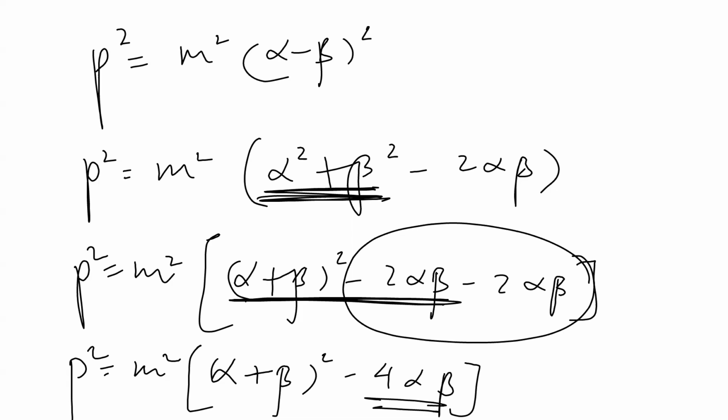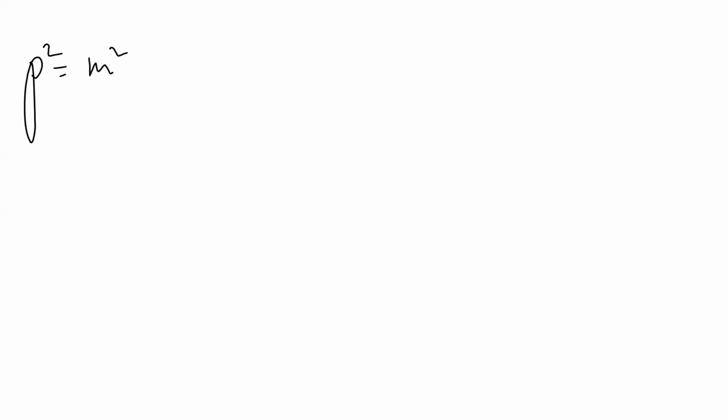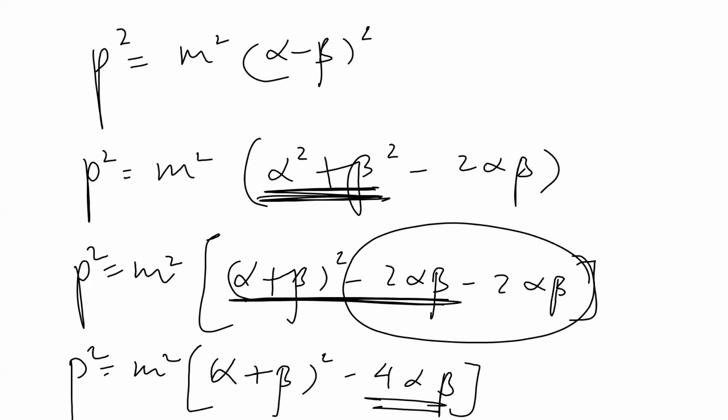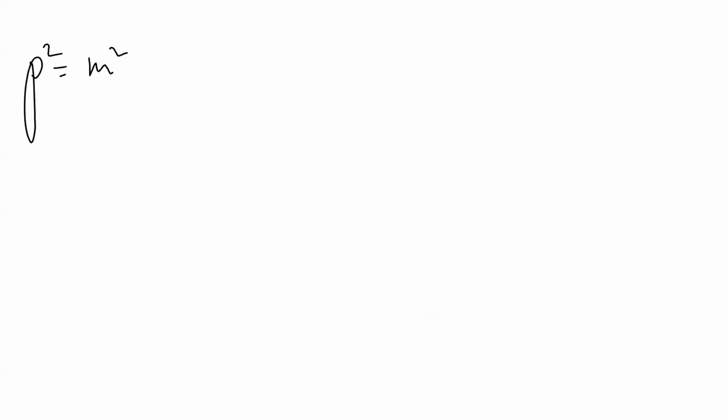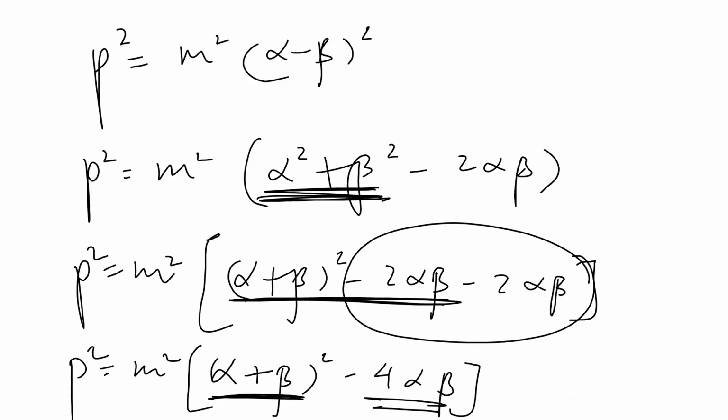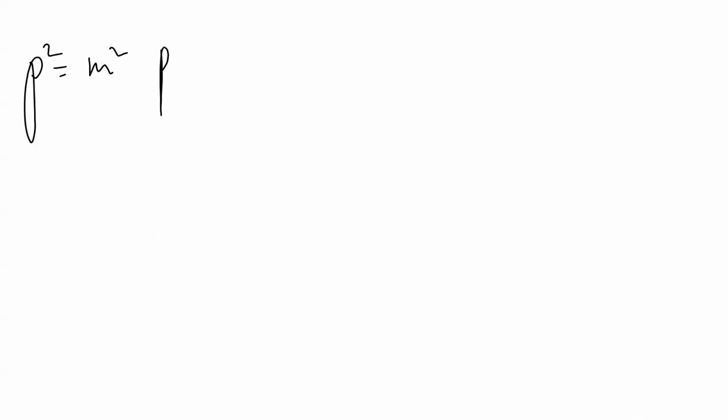Now you are supposed to put the values of alpha plus beta and alpha beta which we have calculated. So p square is equal to m square into alpha plus beta the whole square minus 4 alpha beta. Now alpha plus beta is p, which we have calculated, and alpha beta is q. Okay, alpha plus beta is p, right? So p square is equal to m square into p square minus 4q. Okay.